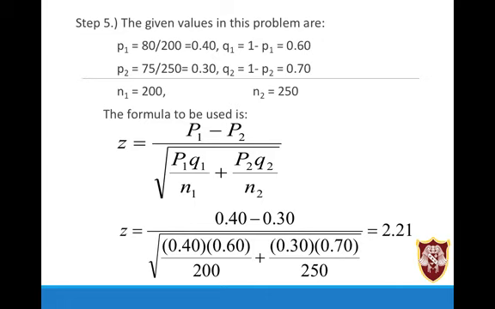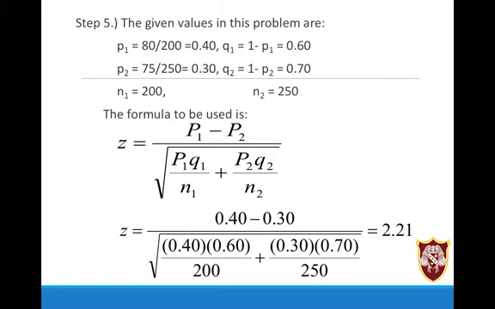So the first proportion is 80 over 200, and that is 0.40. So Q sub 1 is 1 minus 0.40, and that is 0.60. P sub 2 is 75 over 250, or 0.30. Therefore, Q sub 2 is 1 minus 0.30, and that would be 0.70. The sample size for the first group is 200, for the second group, 250. And this is the formula that we used.